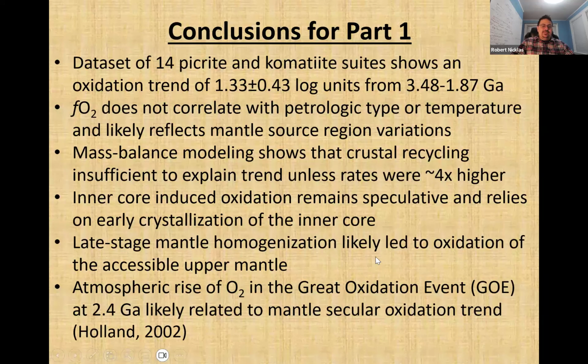And the atmospheric rise of O2 in the Great Oxidation Event at 2.4 billion is likely related to this mantle secular oxidation trend. And therefore, this had a strong control on the rise of atmospheric oxygen, the change in mantle oxygen fugacity.